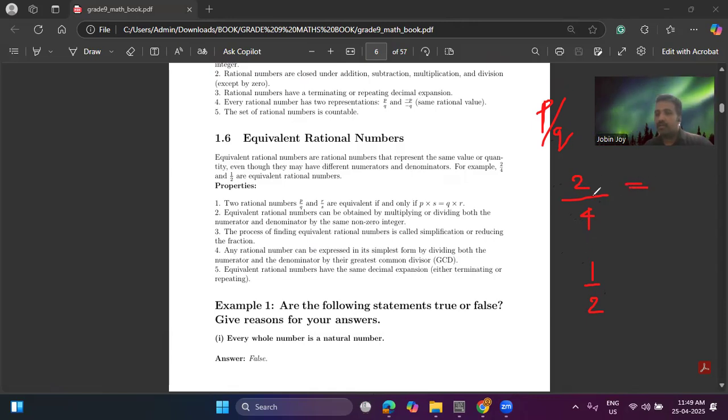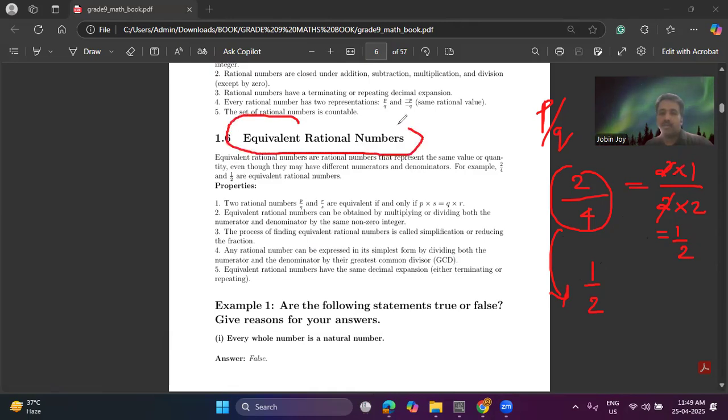But when you simplify 2 by 4, I can write this 4 as 2 into 2. So the 2 cancels, and the answer will be 1 by 2. That means when you simplify this, you get the same value. Both are the same. So this is what is called equivalent rational numbers. Again, another example, 3 by 6.